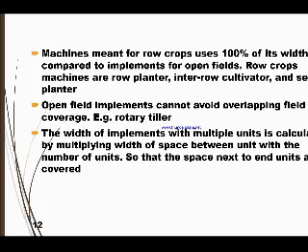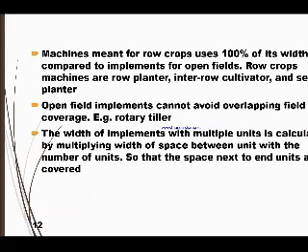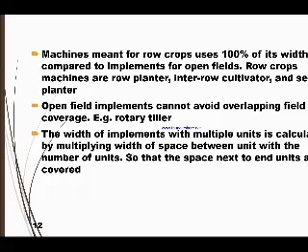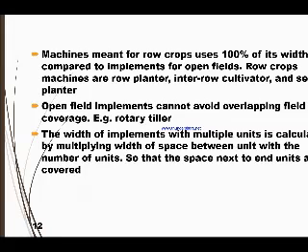All right. The width of the implement with multiple units is calculated by multiplying the width of space between units with the number of units, so that the space next to the end units is covered. So in this case, if you have multiple units connected behind the tractor, you should calculate the total width. Easily, you can calculate the width of one particular unit times the number of units, so that the space next to the end is covered.